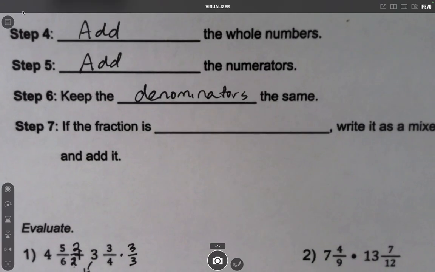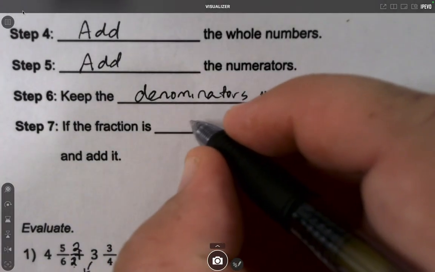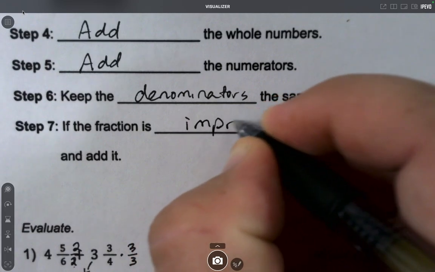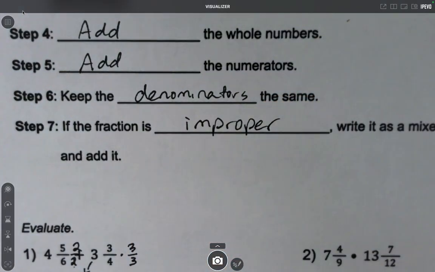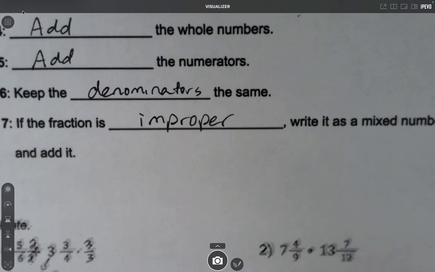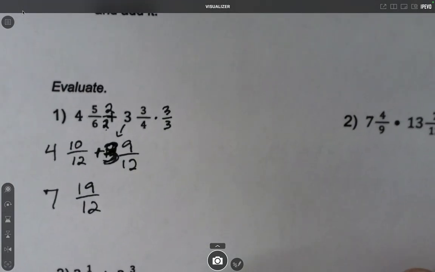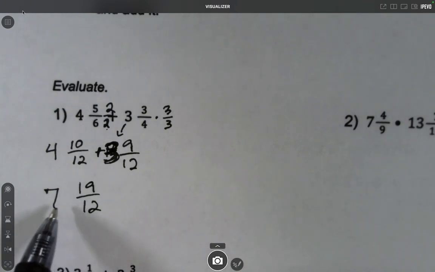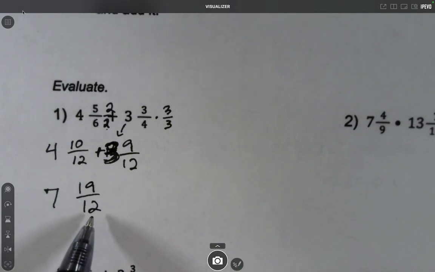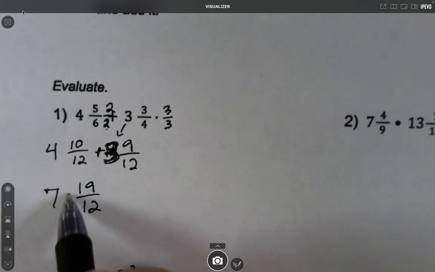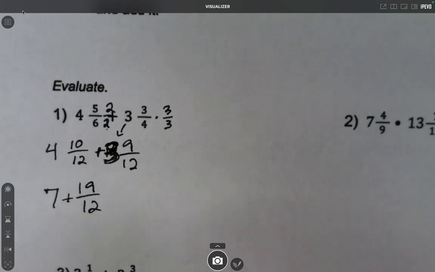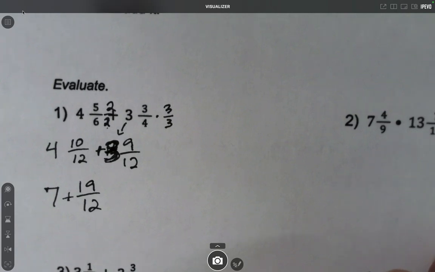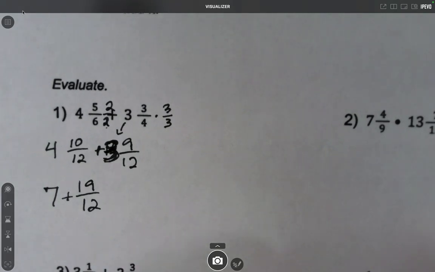However, if the fraction is improper, which this one is, write it as a mixed number and add it. So here's what they mean. We're not allowed to leave the answer this way because 19 twelfths is an improper fraction. So if you think about it, we say 7 and 19 twelfths, which is really the same as saying 7 plus 19 twelfths. We don't have to write that plus, but for a reason you'll see in just a second, it's helpful to write it when we have an improper fraction.